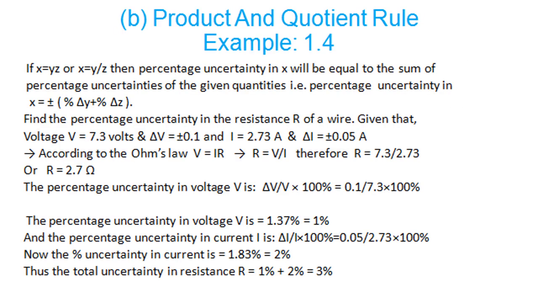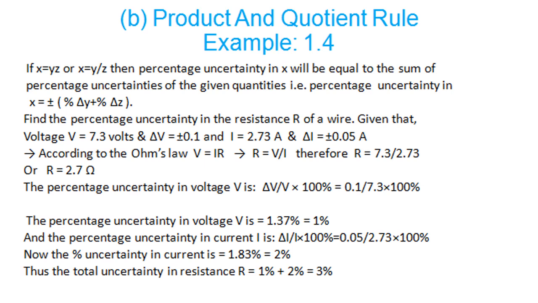Product and quotient rule. This can be explained with the help of example 1.4. If x is equal to yz or x is equal to y upon z, then percentage uncertainty in x will be equal to the sum of percentage uncertainties of the given quantities, that is, percentage uncertainty in x is equal to plus minus bracket percentage uncertainty in y plus percentage uncertainty in z.